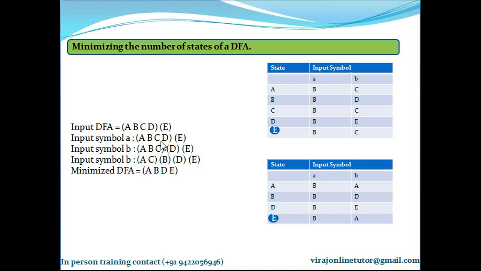A, B and C on input symbol B go to a particular subgroup, and D on input symbol B goes to a different subgroup. That means this state is going to a different subgroup than the other states in its subgroup with input symbol B. So D is not going with A, B and C. Since D goes to a different group, we have to separate out D.